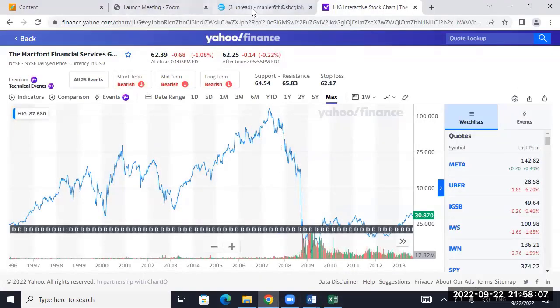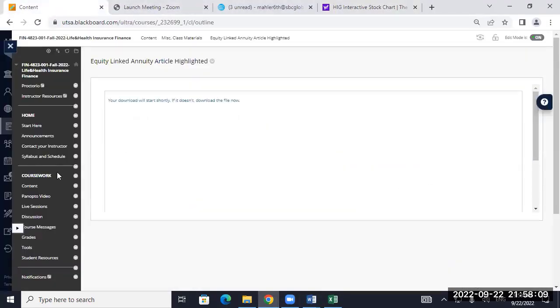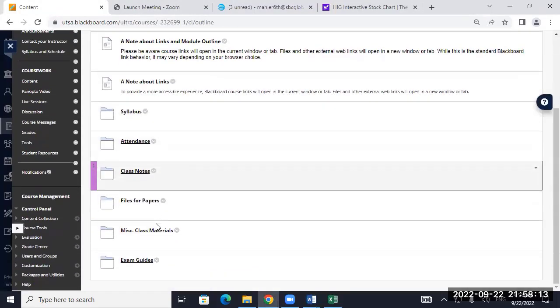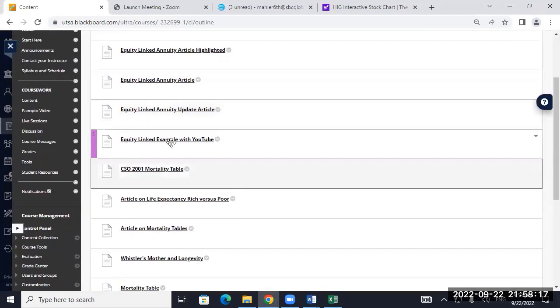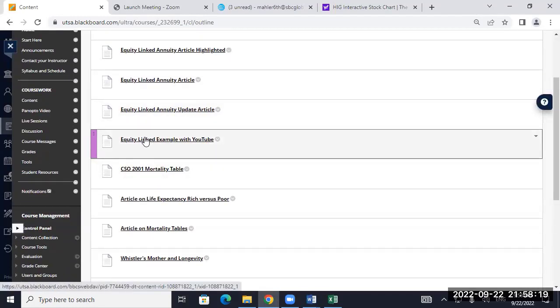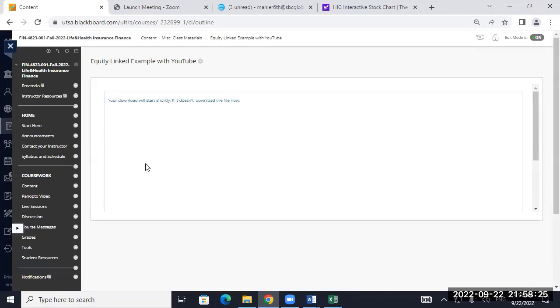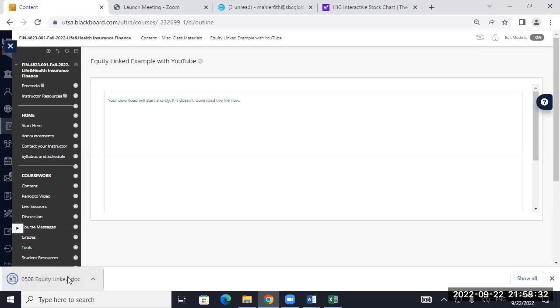Let me show you what I want you to do for the next class, because this is pretty important. Under contents, miscellaneous materials, there's a file called equity linked annuity examples. So make sure you bring your calculator next class.